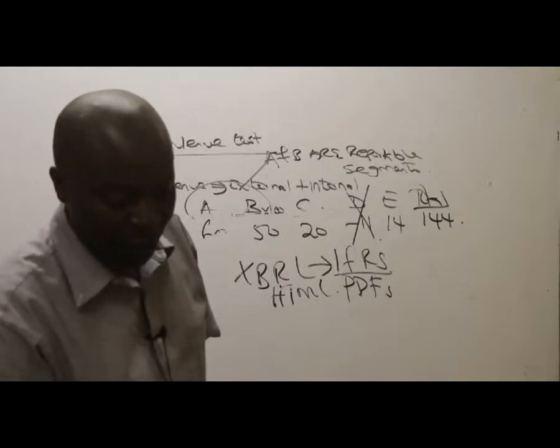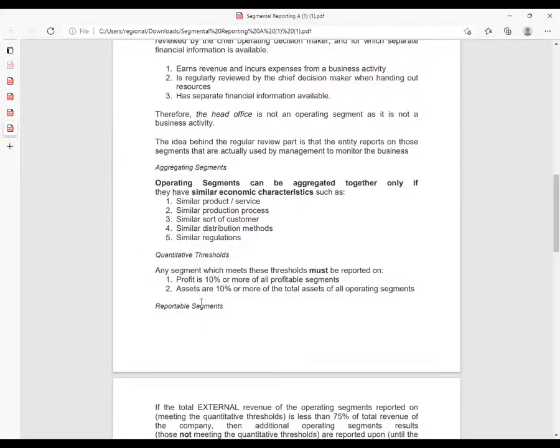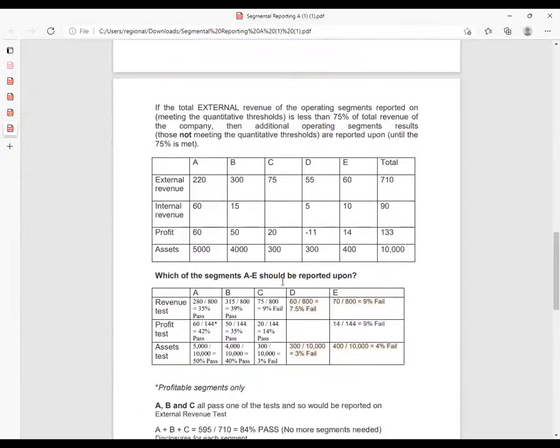So turudi back hapa. So ukirudi hapa, huyu mwanafunzi ambaye ameuliza swali ya negative. Tulisema hapa, profit is 10% or more of only profitable segments. Only profitable segments. That is why we excluded D, because D is a loss-making segment. We talk kabisa, kama loss-making unaitoa kabisa. I hope I've answered your question.